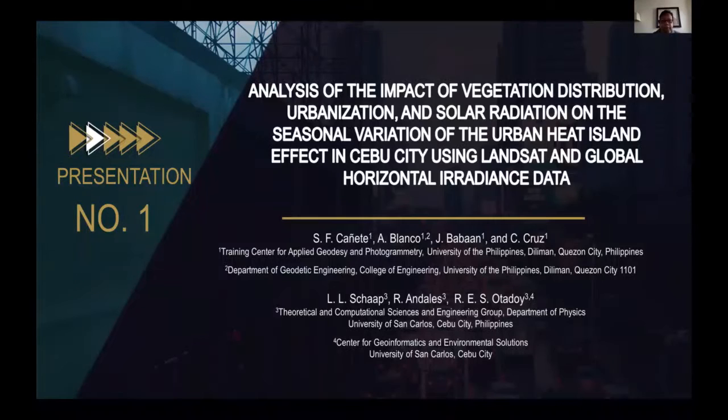Good morning, everyone. In the following, I'll present the result of our analysis of the impact of vegetation distribution, urbanization, and solar radiation on the seasonal variation of the urban heat island in Cebu City using Landsat and global horizontal irradiance data.